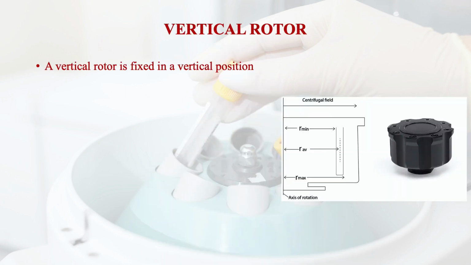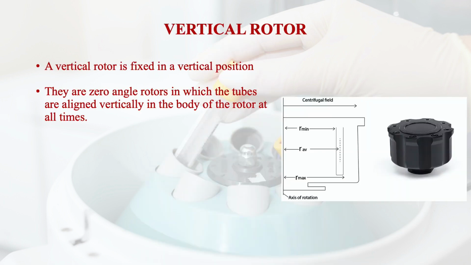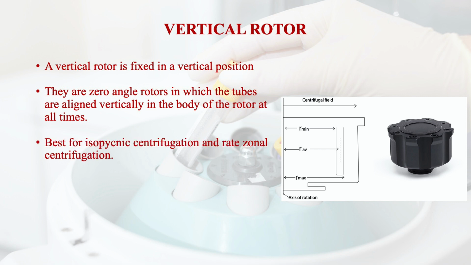The third rotor is the vertical rotor. The vertical rotor is a zero angle rotor in which the tubes are aligned vertically in the body of the rotor at all times, and it is primarily used for isopycnic centrifugation and rate zonal centrifugation. What are the types of centrifuge?